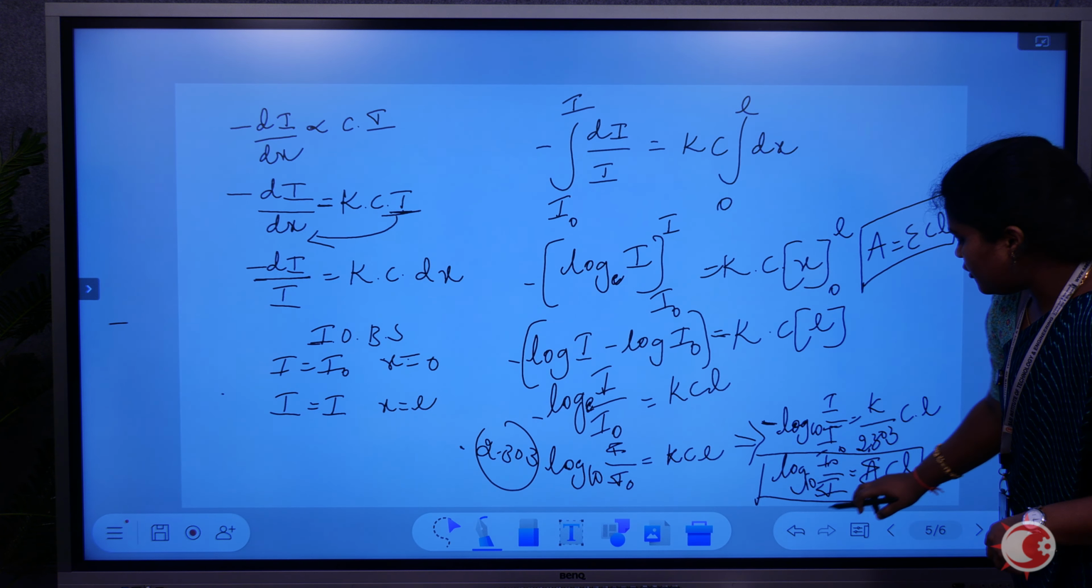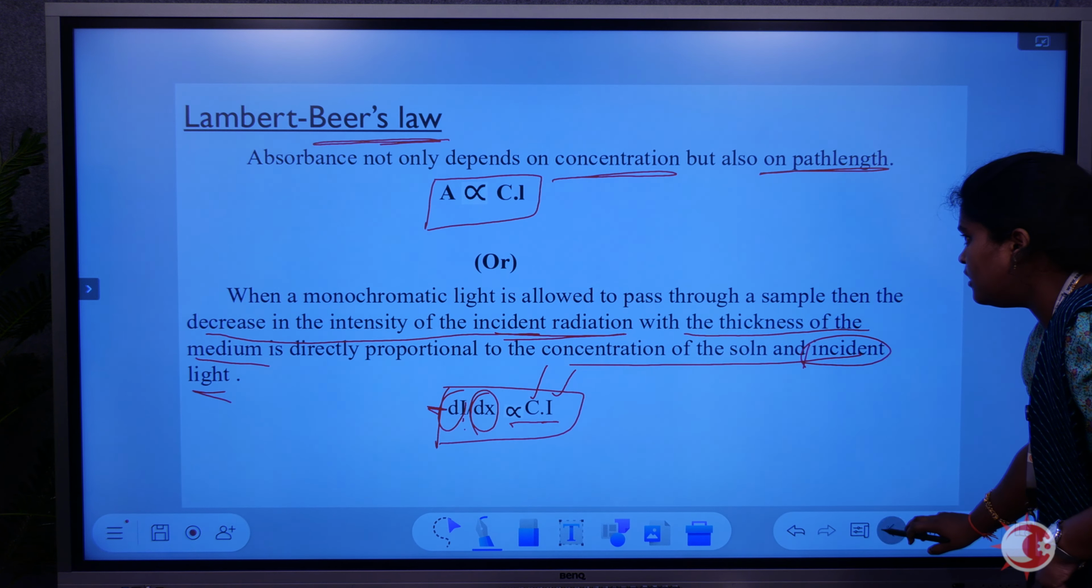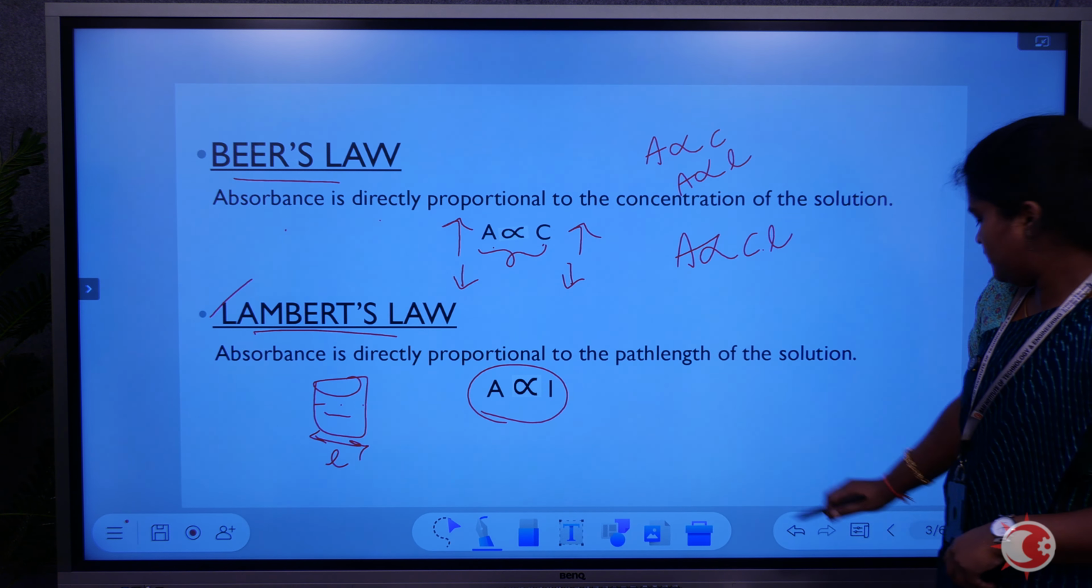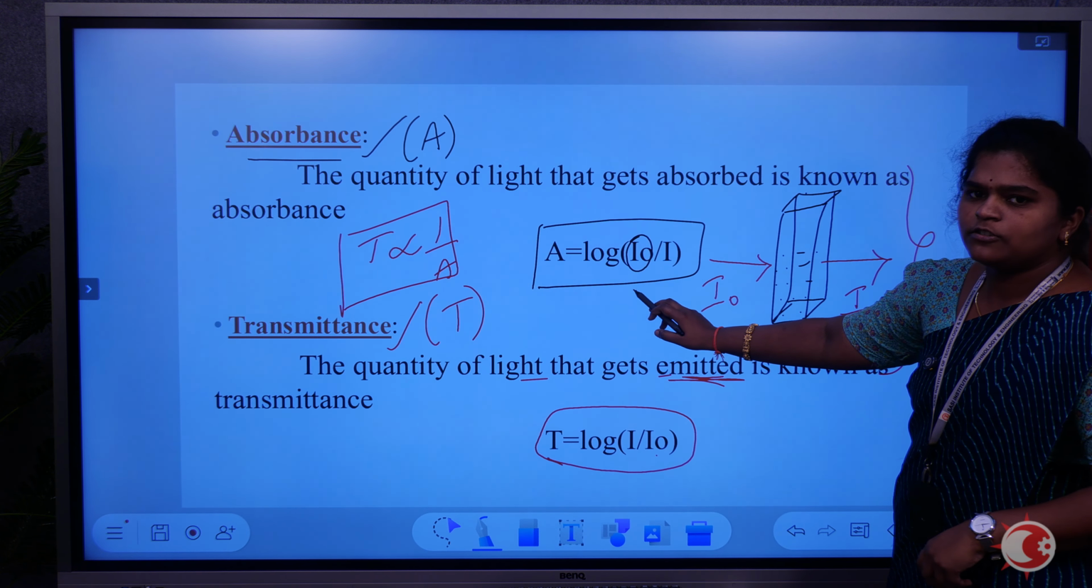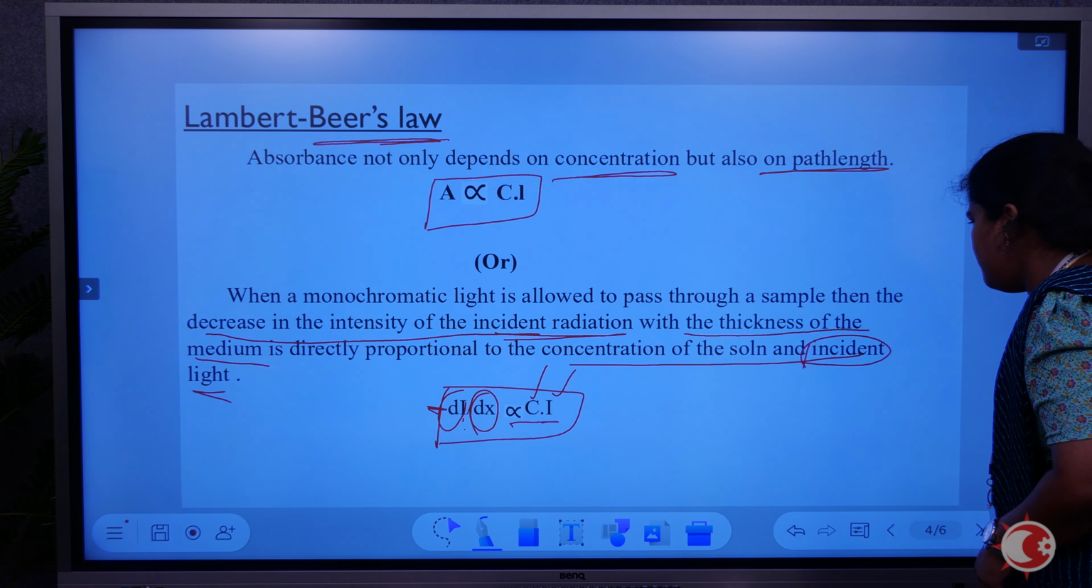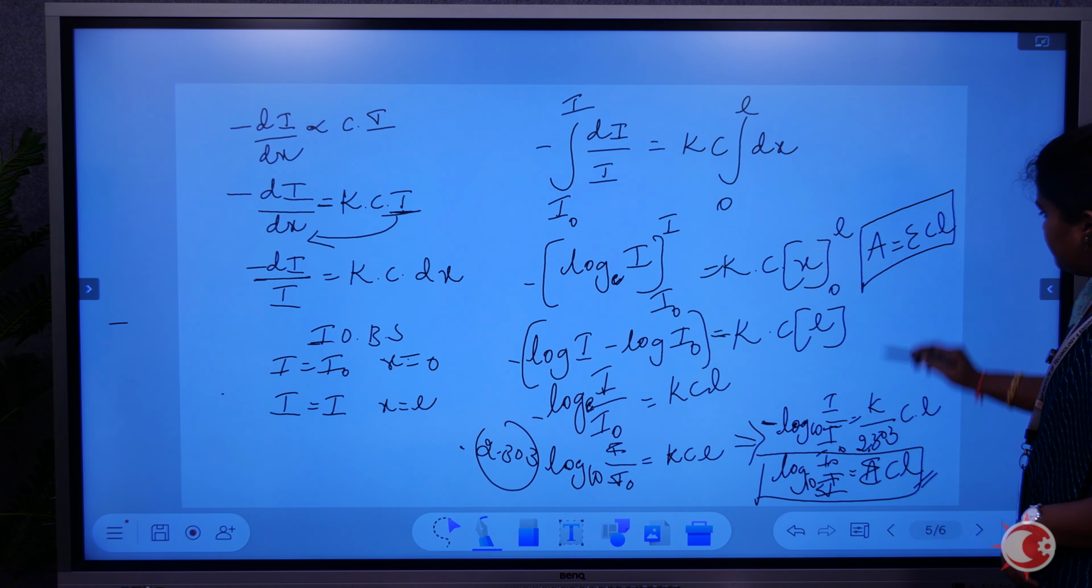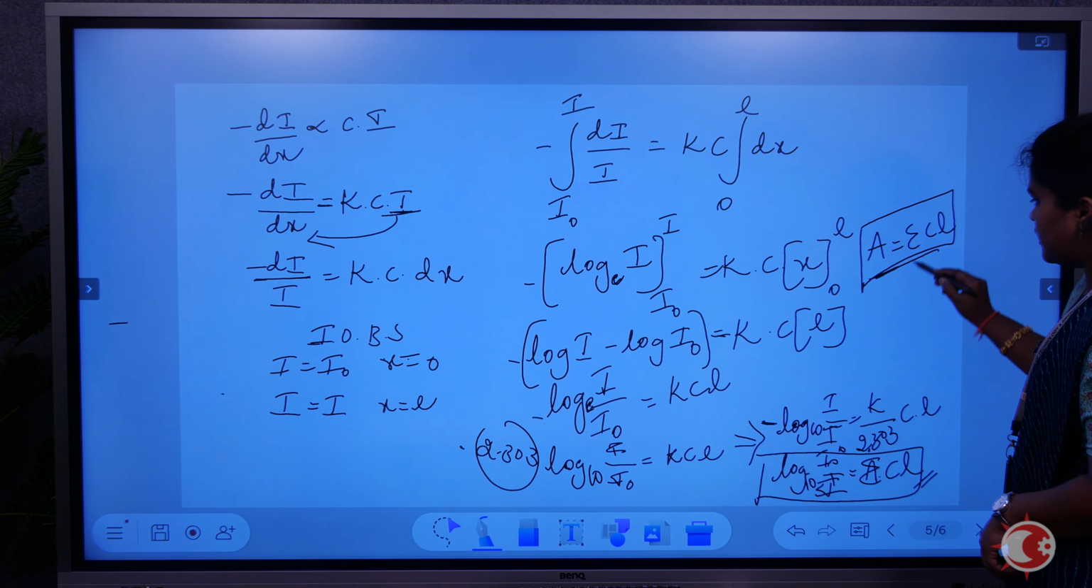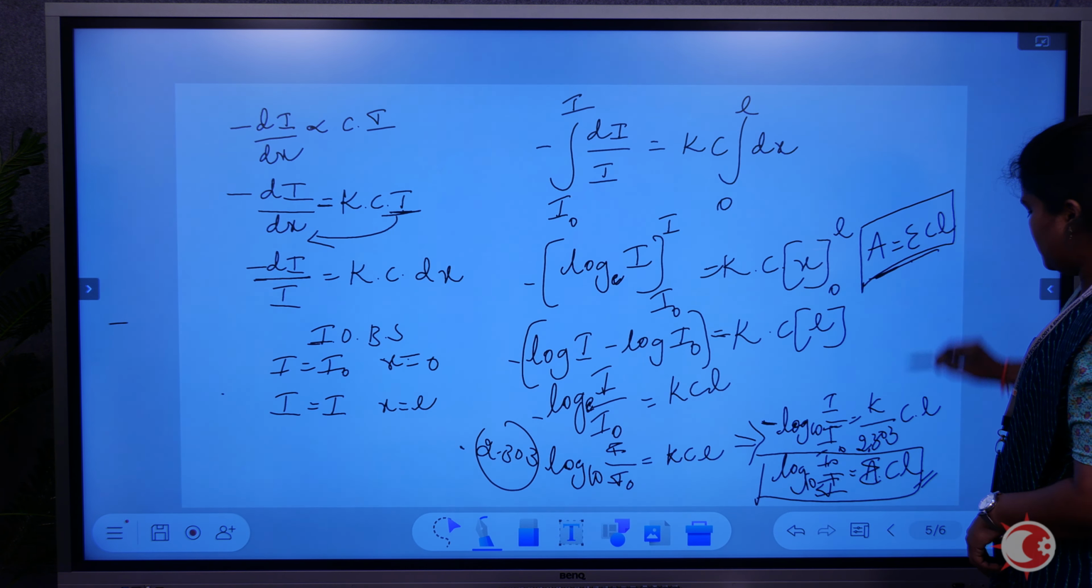Then log I naught by I is simply called what? Log I naught by I is called absorbance. This is how I have written log I naught by I as A. And epsilon is the molar extinction coefficient, multiplied by concentration and path length. So this is the derivation of Lambert-Beer's law.